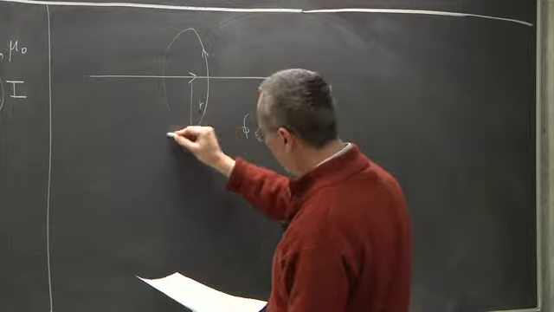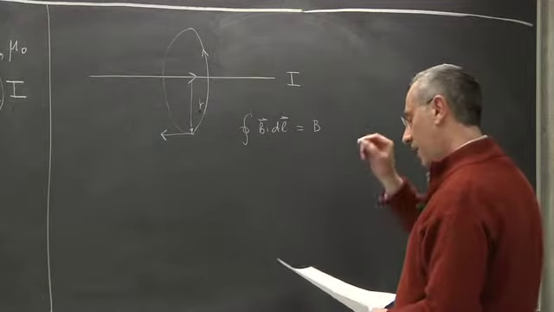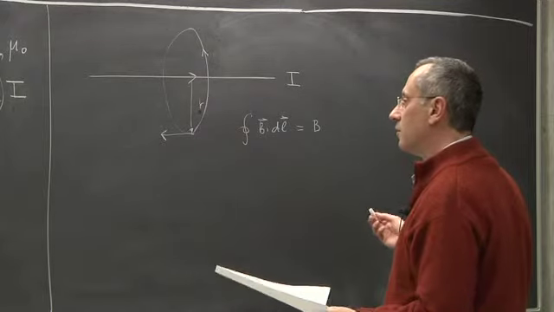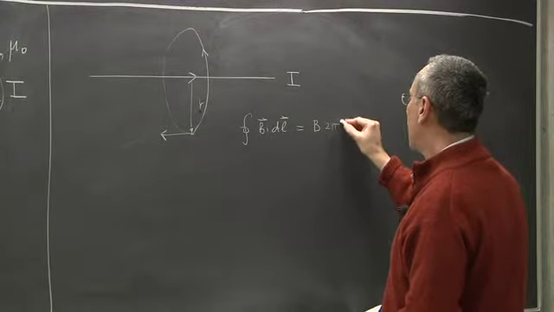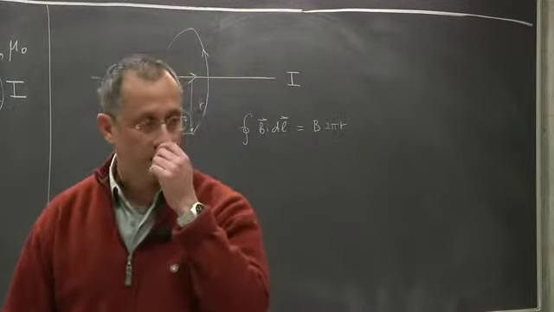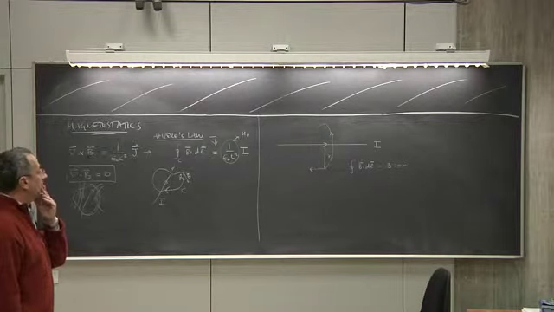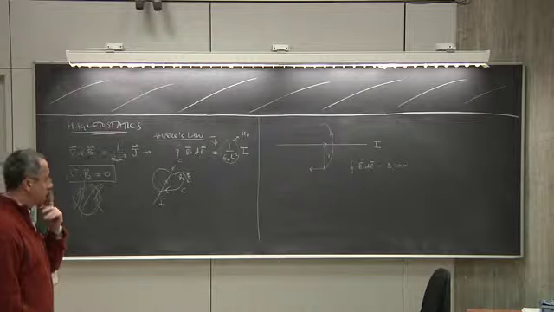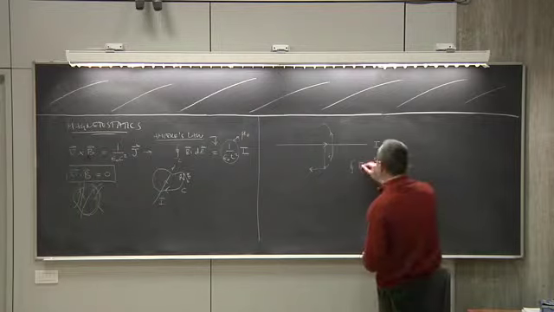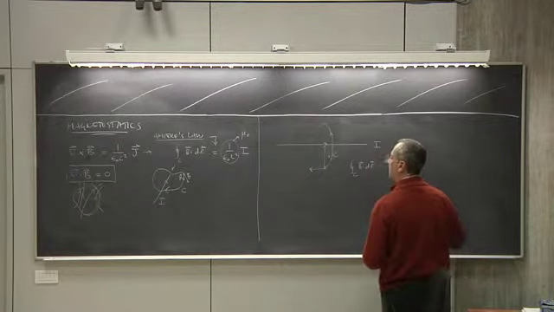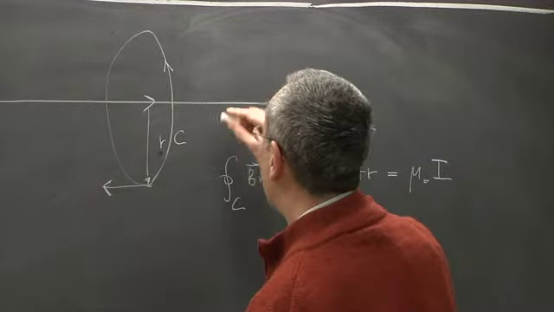So the B field tangential to this line times the length of this circumference that, of course, being a circumference of radius R, has to be 2 pi R, as you discover at the beginning of your geometry class. And because of Ampere's law, this circuitation around C must be mu naught times the electric current carried by this wire.